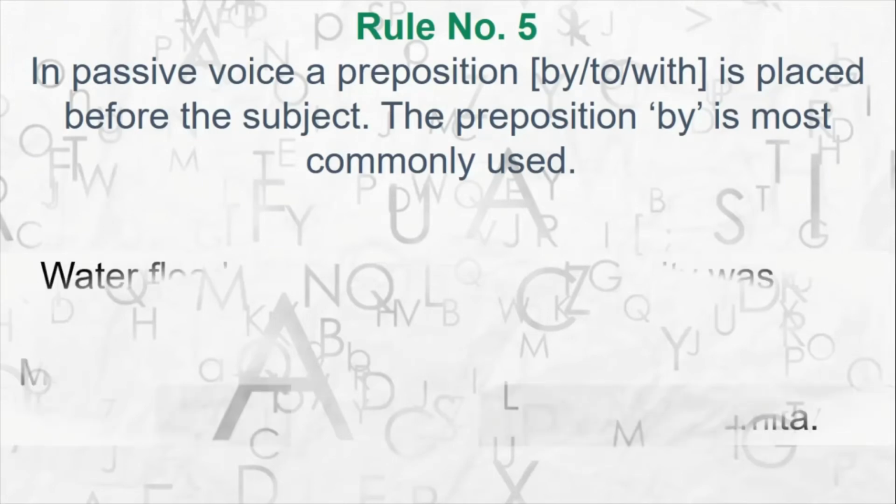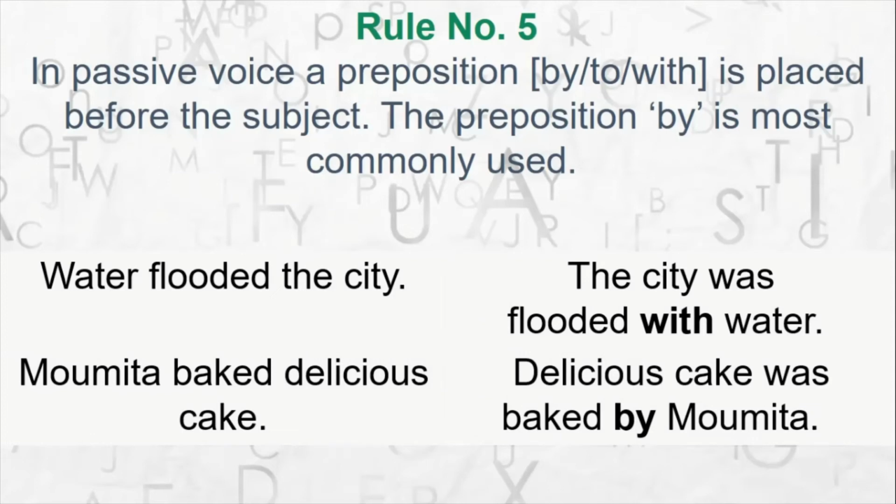Let's take a look at 2 examples for rule number 5. Water flooded the city. The city was flooded with water. So we're using "with" over here. Okay, Maumita baked delicious cake. Delicious cake was baked by Maumita. And we saw many other example sentences also with by, isn't it? So this is rule number 5. So we have done 5 rules here as far as changing of voice is concerned.